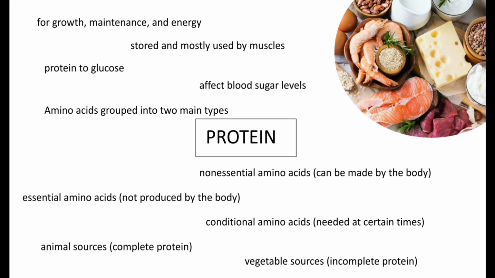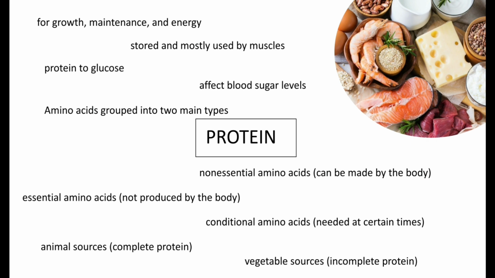Protein consists of a number of amino acids needed for the body to function properly. Amino acids can be grouped into two main types, namely essential amino acids and non-essential amino acids. They are referred to as non-essential amino acids because they can be made by the body. In contrast, essential amino acids are the amino acids that are not produced by the body and must be obtained from food. There is also a group of amino acids called conditional amino acids, which are amino acids that are needed at certain times, such as when you are sick or under stress.